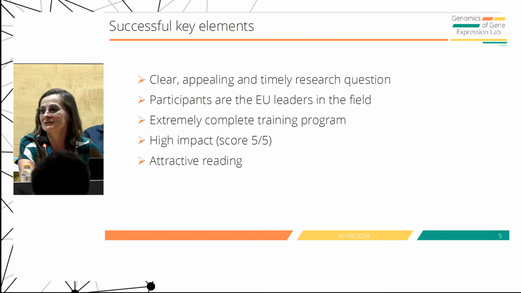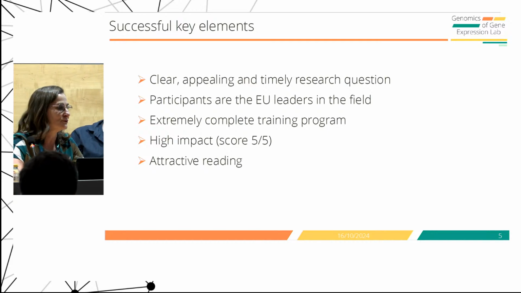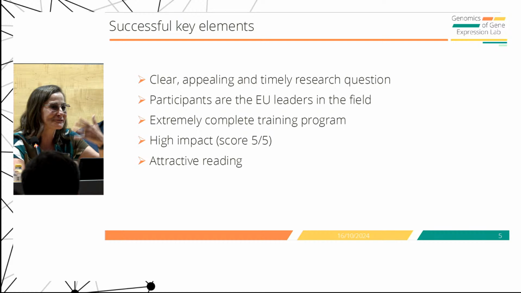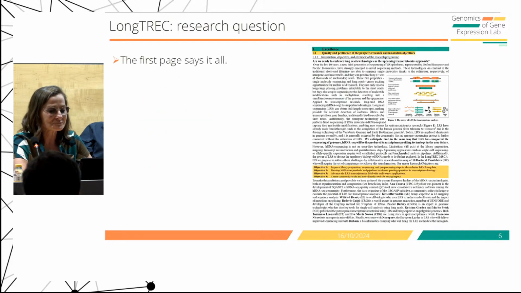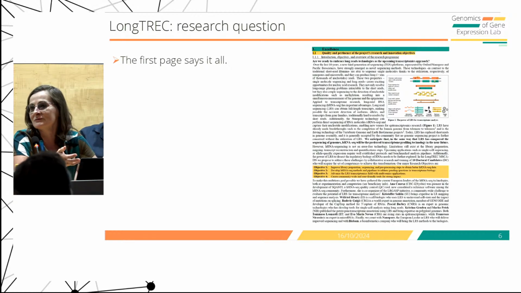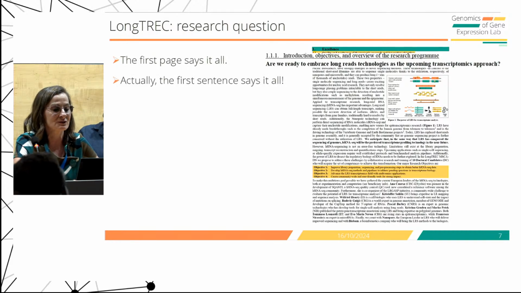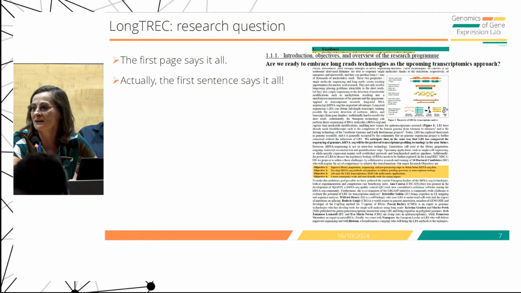And I tried to make it an attractive reading because, if you have reviewed projects and you have like 20 projects to review, you are sleepy, you are tired. So you really appreciate that it looks nice, because that sets the evaluator in a positive mood about your grant application. So what I tried to do was create a first page in which I had it all. If you only read the first page, you would know what the project was about, right? I posted the research question, and actually the first sentence says it all: are we ready to embrace long-reads technology as the upcoming transcriptomics approach? That was basically the goal of the project, very clear from the very first sentence, right?